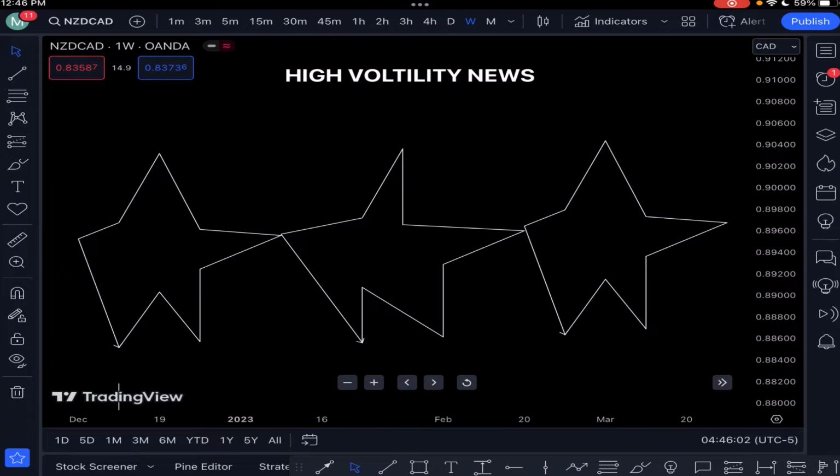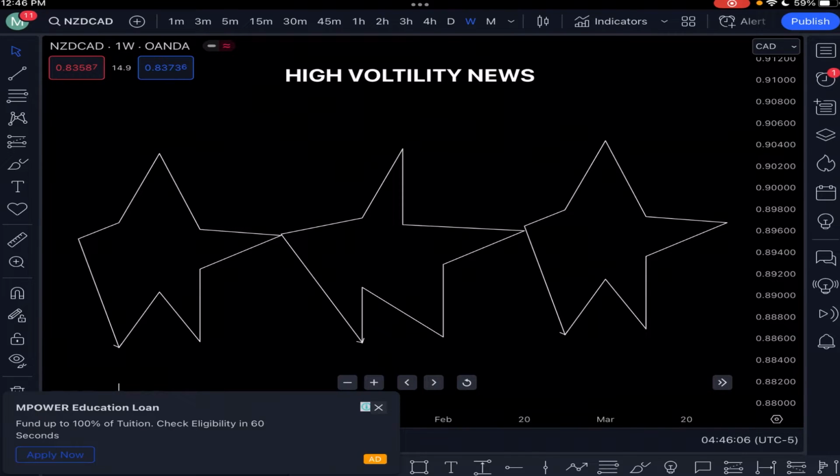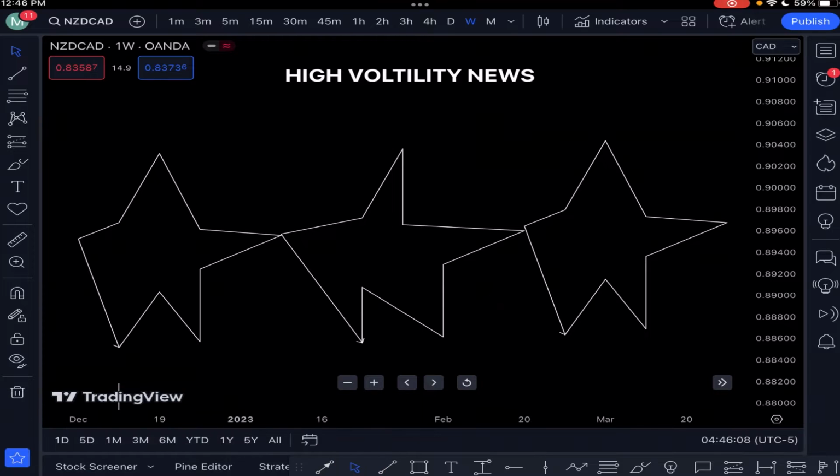Now don't laugh at my drawings here. This is the best I could do on an iPad. This is the best I could draw here. It took me time to draw all these things, so this is the best I could do.